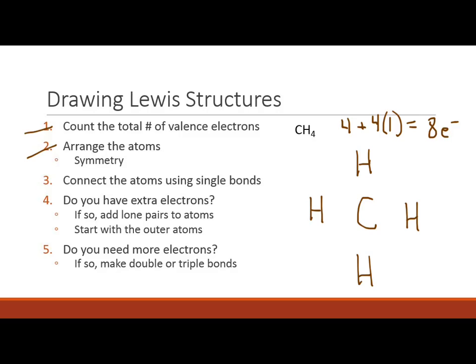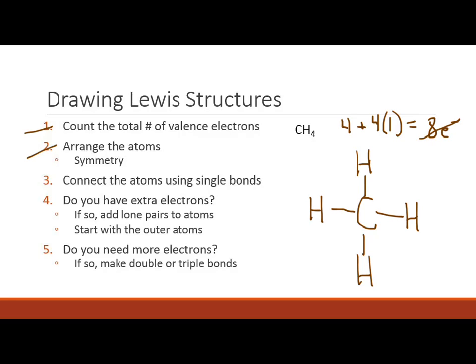Next thing, we're going to connect the atoms using single bonds. So I'm just going to attach each of these. Now remember that each of those is a single bond, but it represents a shared pair of electrons. So we have 2 electrons. So how many have we used? Well, we've used 2, 4, 6, 8. We've used a grand total of 8 valence electrons. So we're totally out of electrons.